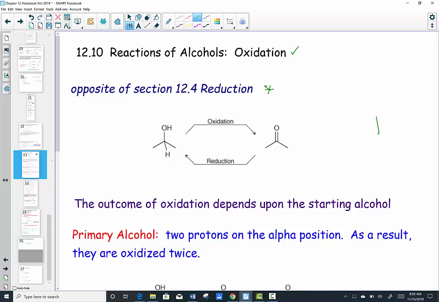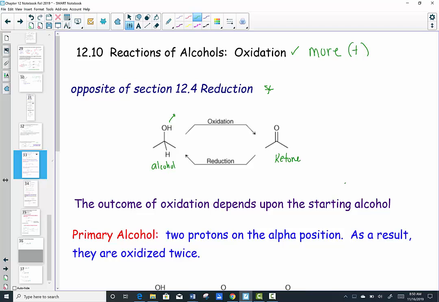The opposite, becoming more positive on the number line, is known as the oxidation process. And I'd like to just share some oxidative reagents in this particular section. So oxidation and reduction are the reverse of one another. If we start with a ketone, we reduce it to produce the alcohol. If we start with the alcohol, we oxidize to produce the ketone. So they are indeed reversible reactions.